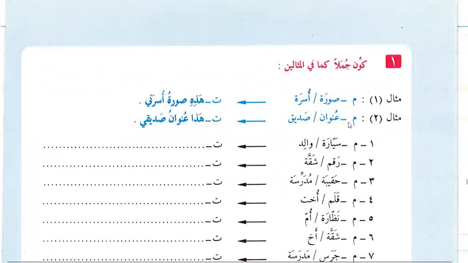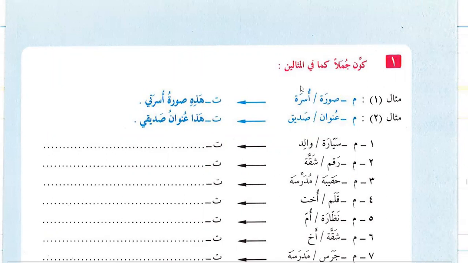Al-Misal al-Sani, Mudaris has given again two words Unwan and Sadiq. So the Tanween made the sentence Haza Unwanu Sadiqi. This is the address of my friend. Basically, the first word, you will make it muzaf. So when you will make it muzaf, you can't use tanween with it. So you will say suratu unwanu.